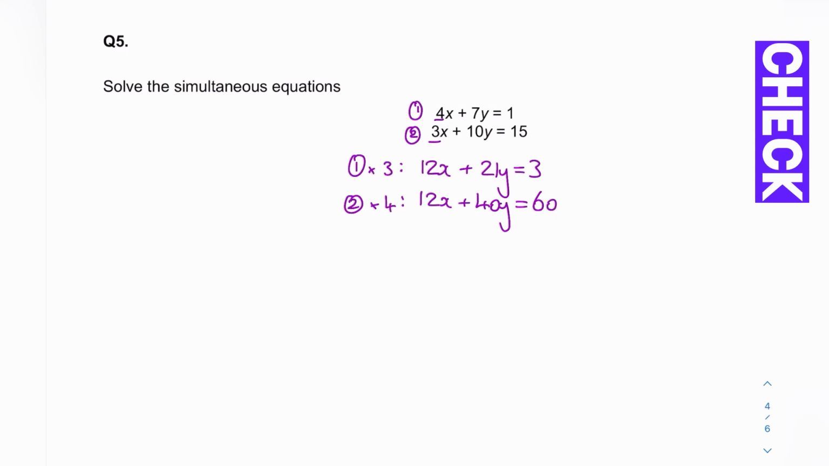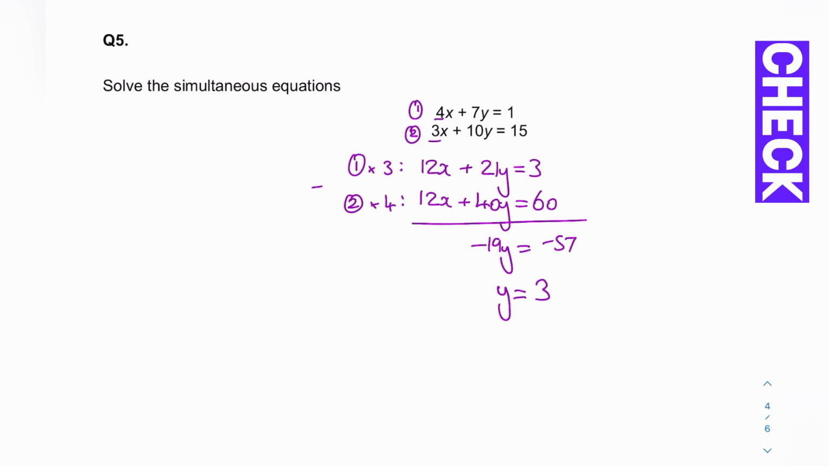We now look at the signs in front of our coefficients of x, which are both positive. Because they're the same, we need to subtract. 12x subtract 12x is nothing. 21y subtract 40y is equal to negative 19y. And 3 subtract 60 is negative 57. If we now divide through by negative 19, we would get the answer 3.